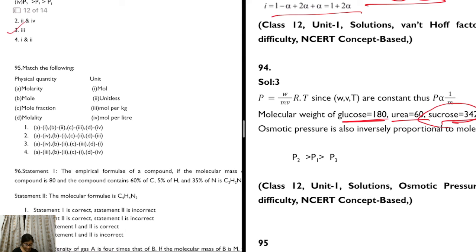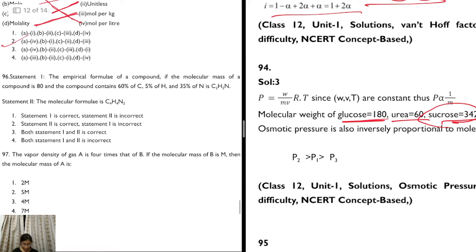What is the unit of molarity? It's moles per liter. Number of moles dissolved in 1 liter of solution. Mole, obviously it is mole. Mole fraction, it is a fraction, so it is unitless. And molality, the amount in moles dissolved in 1 kg of the solvent. So this would be the answer. Now let's see the next question.